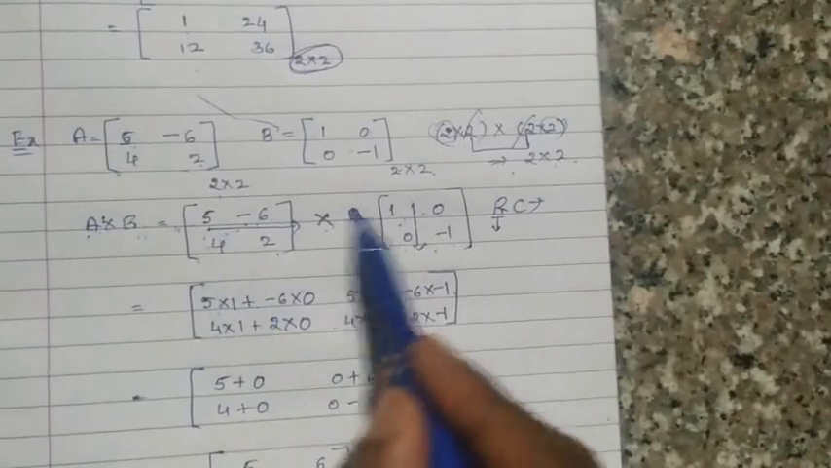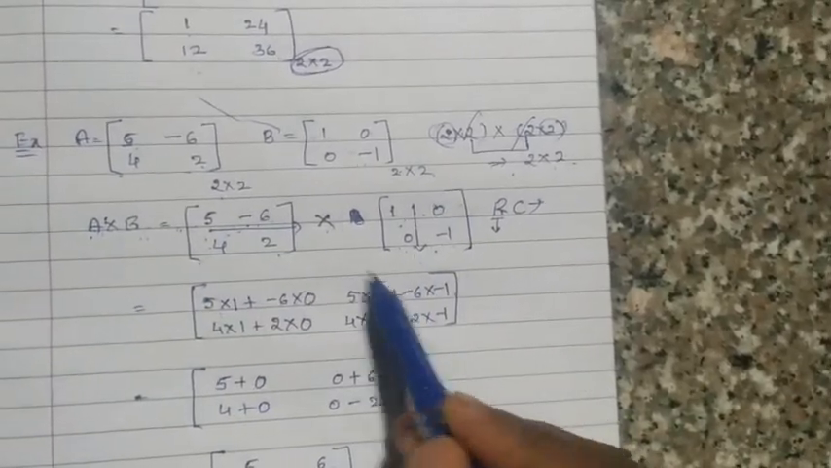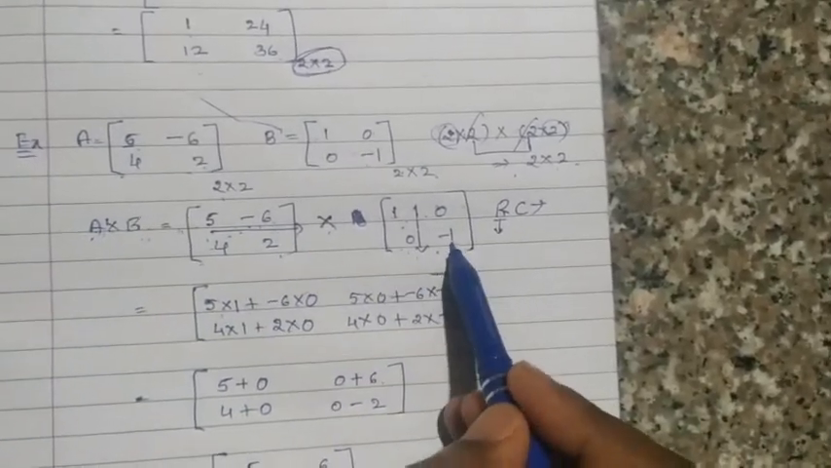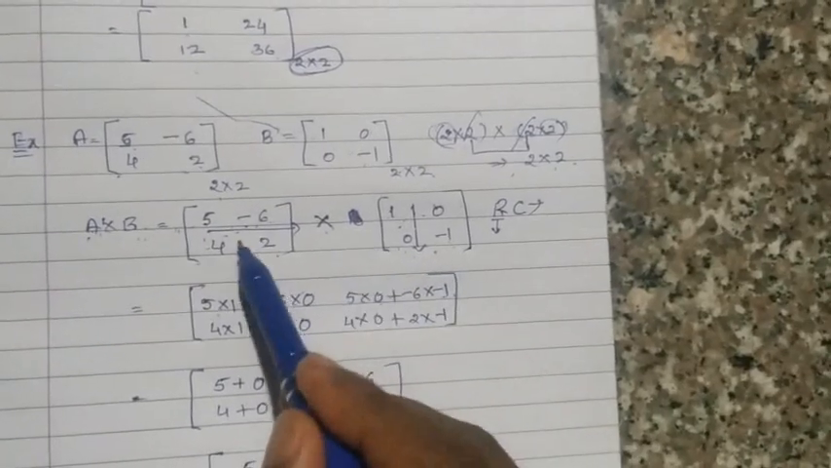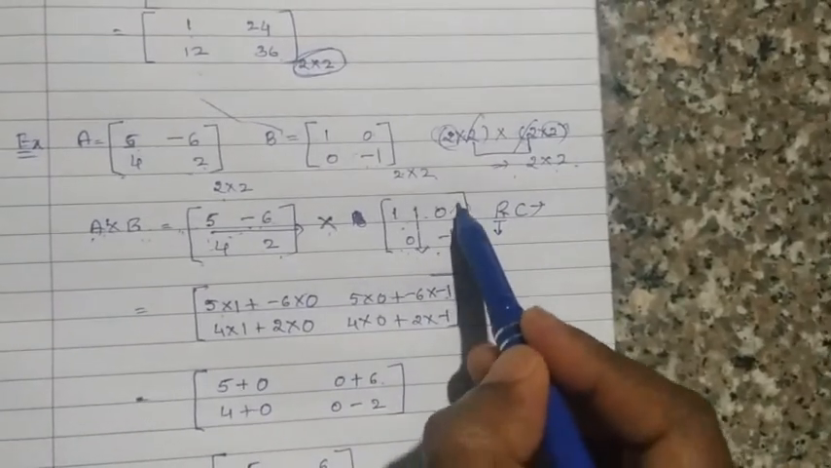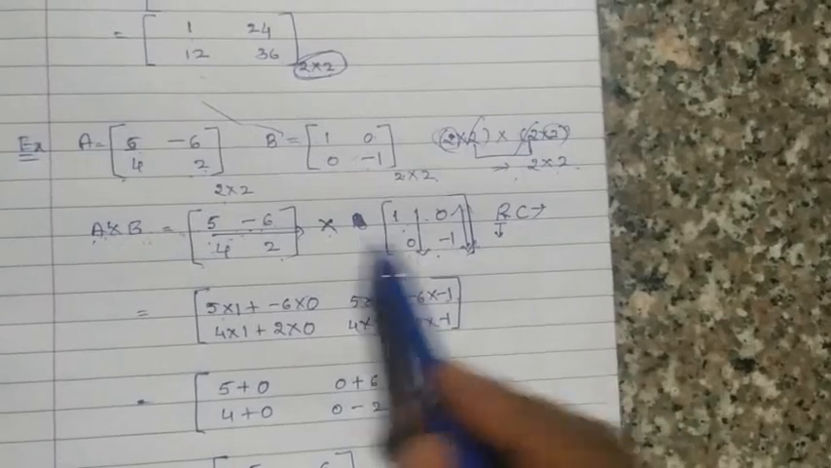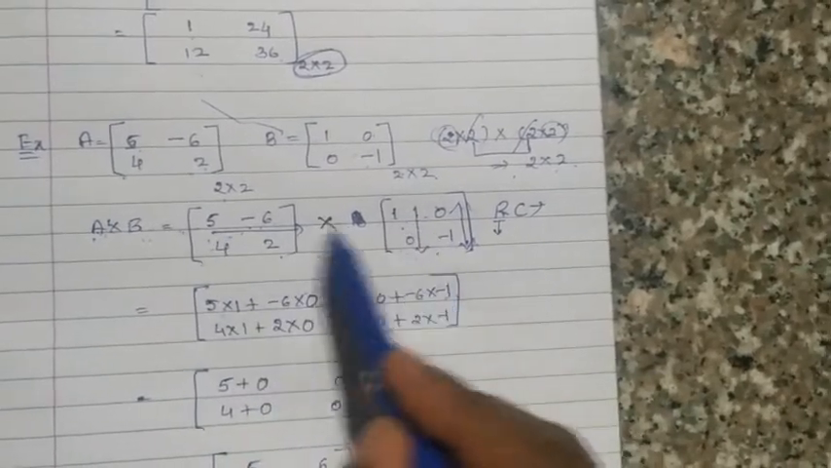second column, 5 into 0, first element with the first element, then plus minus 6 into minus 1. This is first row, second column element. So this one is over. First row first column, first row second.